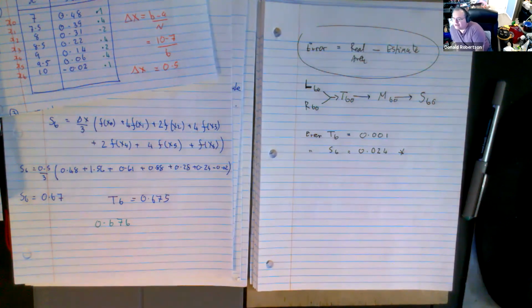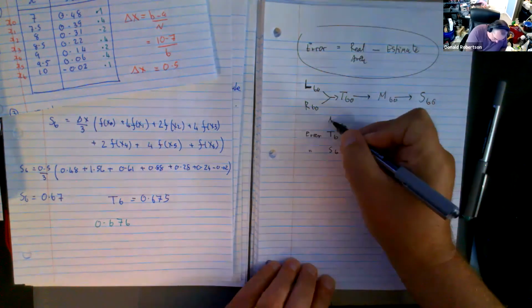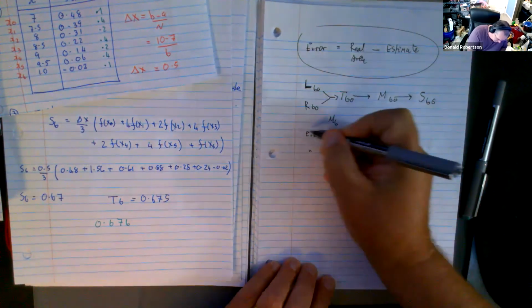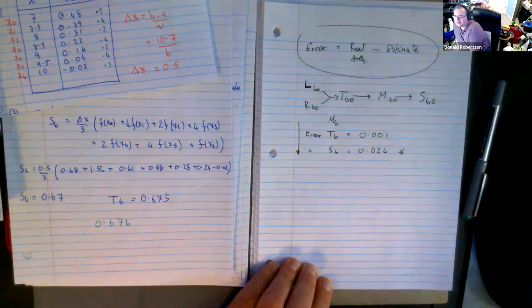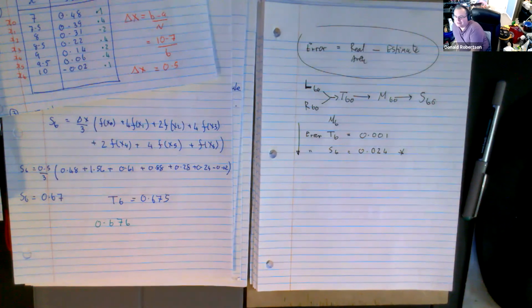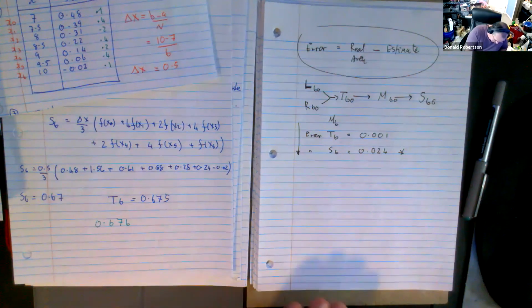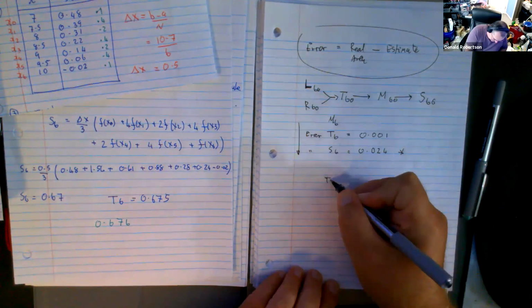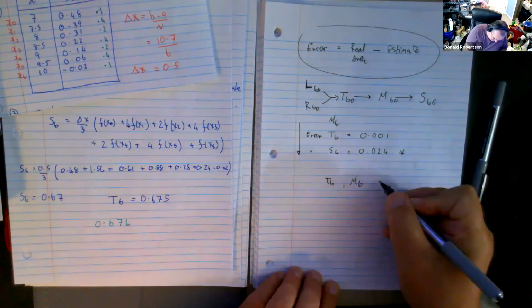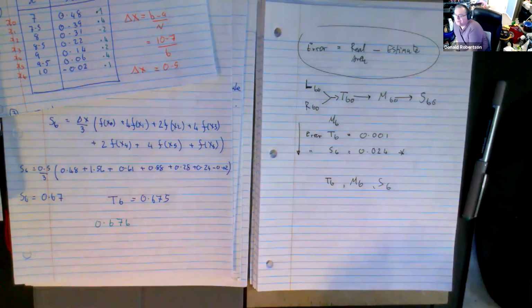So you will get questions that say to you, which one is the most accurate? Maybe they'll give you midpoint, trapezium, and Simpson's 6. Well, you always do it in that order. If they do that, that will be your order, right?